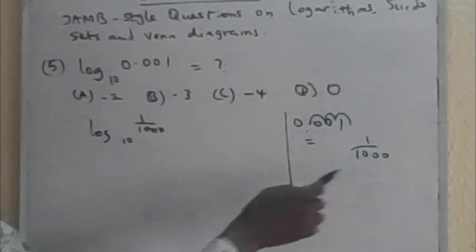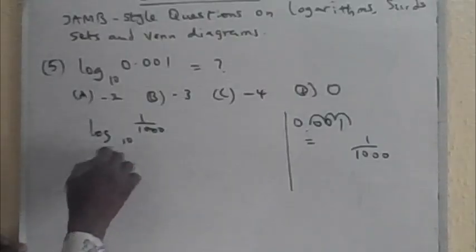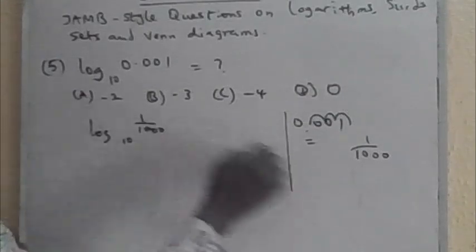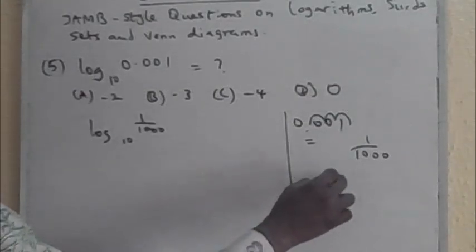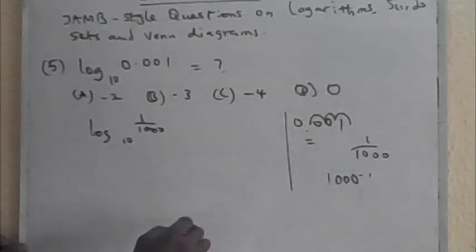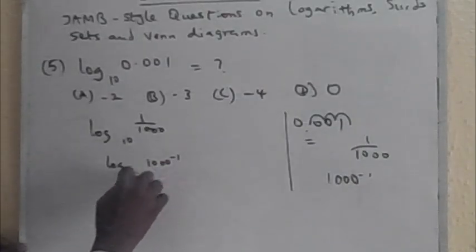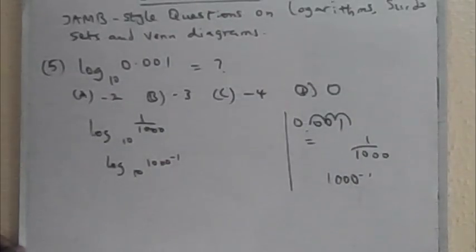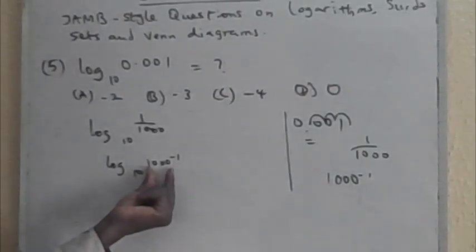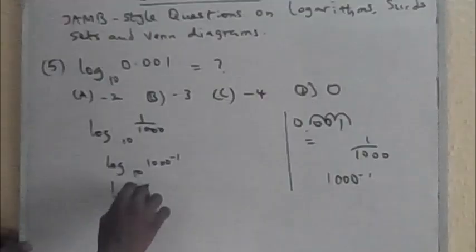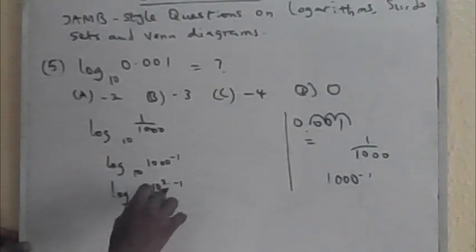Now, this is the same thing as saying, in index form, 1000 to the power minus 1. So it is log 1000 to the power minus 1 to base 10. Already, I can also express this 1000 as powers. So log, this 1000 is 10 to the power 3, dot, minus 1. This dot is multiplication, right?